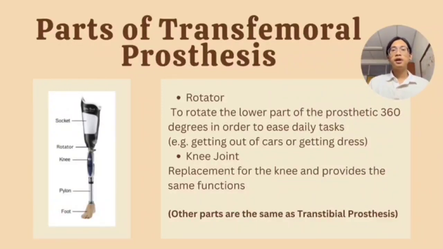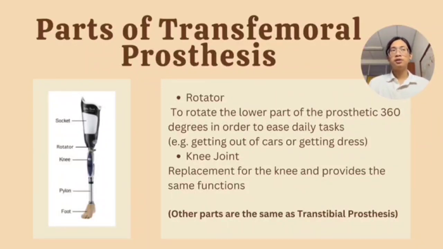Now I will be explaining about the parts of a transfemoral prosthesis. Most of the parts are similar to the transtibial prosthesis. Only in transfemoral prosthesis they have 2 extra parts, which are the rotator and the knee joint. The rotator is used to rotate the lower part of the prosthetic leg by 360 degrees in order to help the amputees with daily tasks such as getting out of cars or getting dressed.